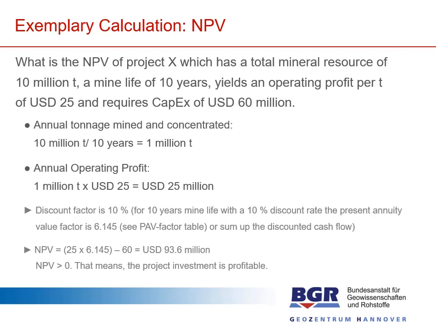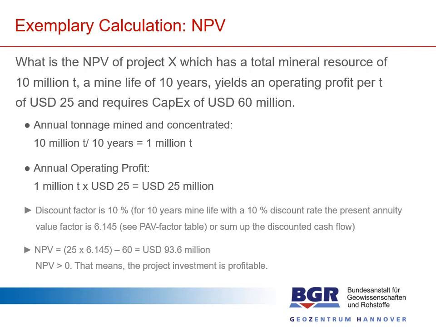So first of all, we have a look at the annual capacity. This is very simple in this example. So it's 10 million tons in 10 years. That means we have 1 million tons of ore that is mined and processed per year.